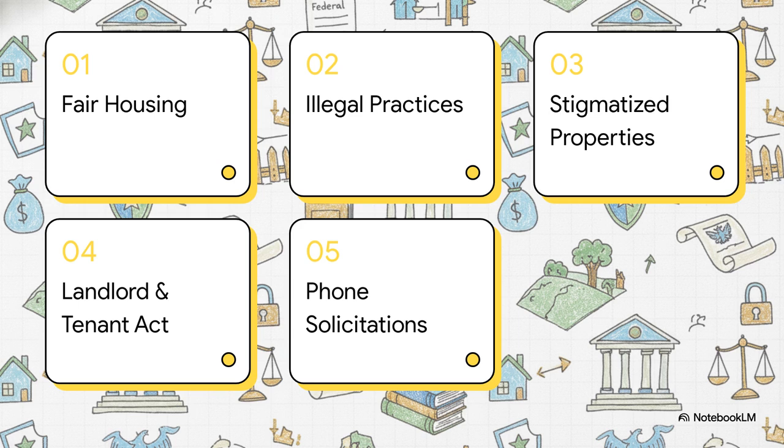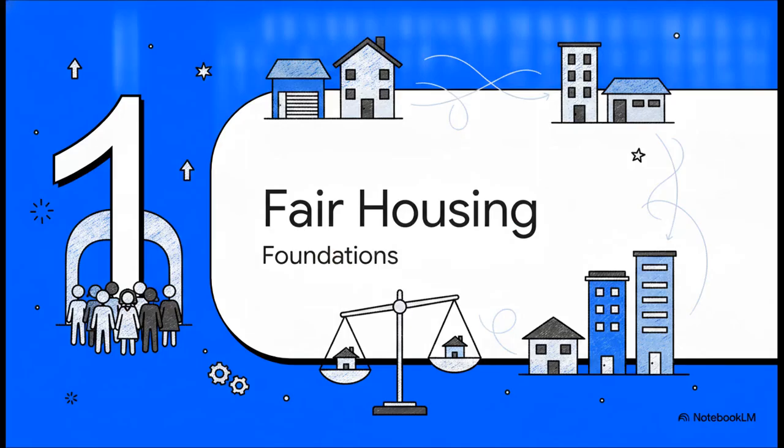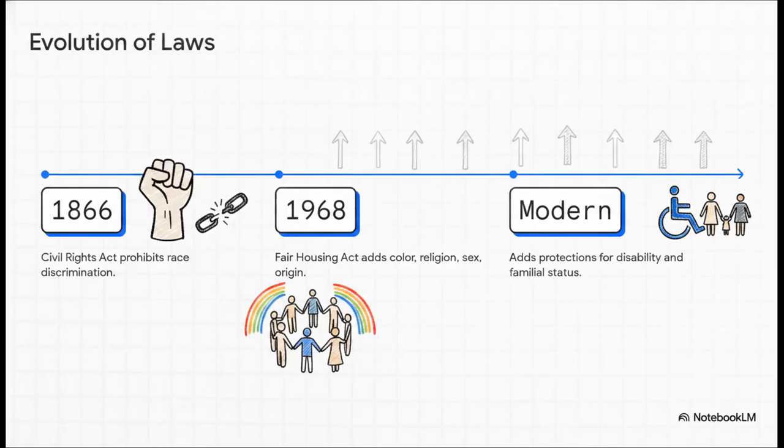We're going on a macro to micro journey here, from broad federal constitutional rights all the way down to your everyday business practices. Starting us off, Section 1, Fair Housing Foundations. Ensuring equal access to housing opportunities is one of the most absolutely critical topics in this entire chapter. Our nation's fair housing laws have evolved significantly over time to protect more and more people, and getting a handle on this timeline is absolutely essential for you.